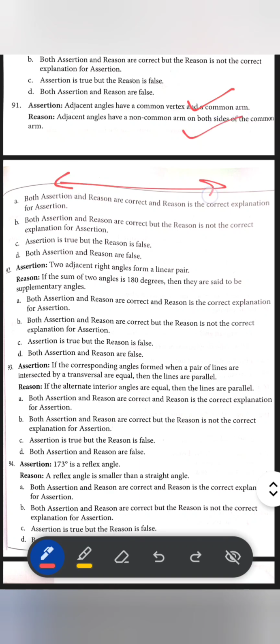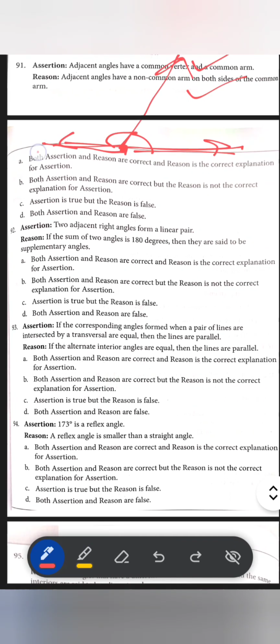Two adjacent angles have the common vertex and the common arm. And adjacent angles have a non-common arm on both sides of the common arm. Yes, that is also correct. Both are correct, and option A is the correct answer. Next, 92. Two adjacent right angles form a linear pair.